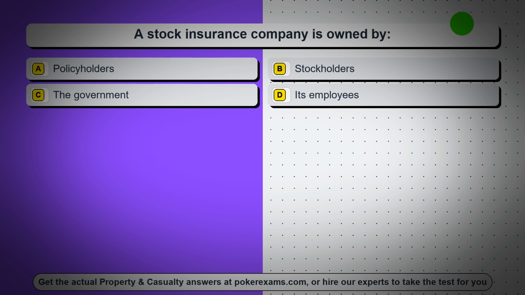Question 75. A stock insurance company is owned by: option A, policyholders, option B, stockholders, option C, the government, option D, its employees.